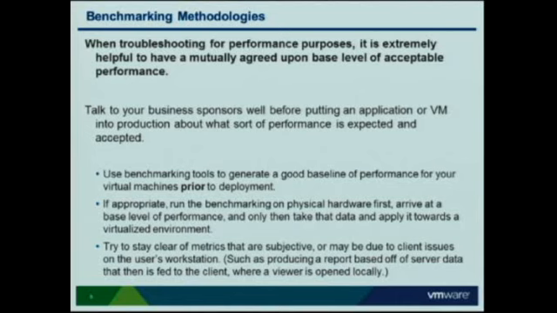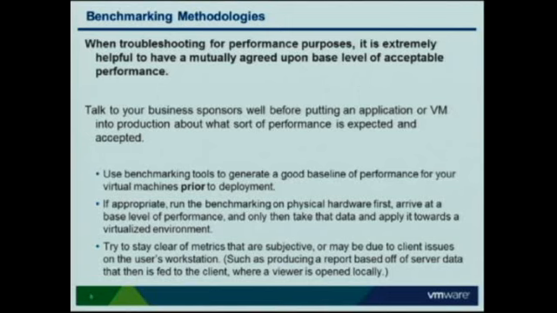In doing this, it's useful to use your benchmarking tools to generate a good baseline of performance prior to any sort of deployment. So before you get this into production, you know what it's going to look like on paper. If it's appropriate, run those benchmarking tools on physical hardware first, arrive at your base level of performance, and only then take that into your virtualized environment. Because at that point, you're going to be able to say, okay, this is how it performed on physical servers.